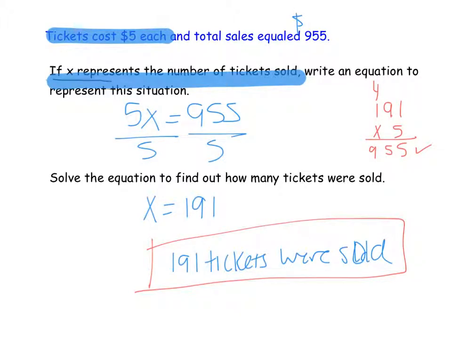Alright, so I picked out the important information. Tickets cost $5 each, sales equaled $955, and it said right here that I should be using X if X represents the number of tickets sold. So I didn't need to do that let statement defining my variable because it was already in the problem. So 5 times the number of tickets sold equaled that $955. It was multiplied, so I divided, I got 191, I checked my arithmetic, and then I answered with a label: 191 tickets were sold.